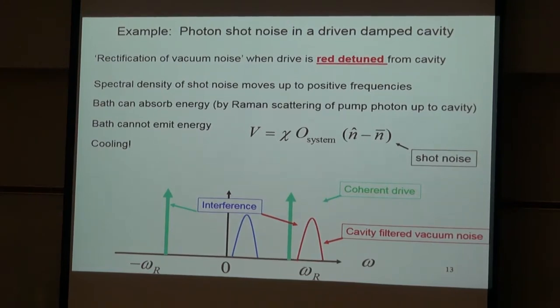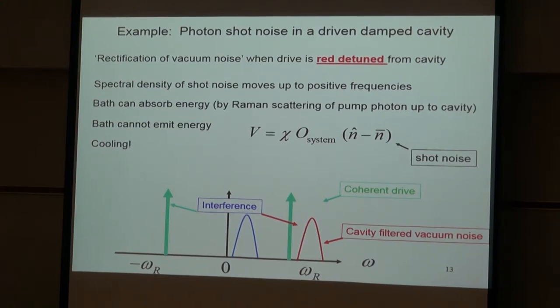So now let's do a little different experiment. Let's take the coherent drive and let's red detune it. Let's put it below the resonator frequency by some distance. So here's my cavity filtered vacuum noise of the electric field. Here's my classical drive. And the interference that leads, when I count the photon number, because this moved down, the shot noise is going to slide over here and occur primarily at positive frequencies.